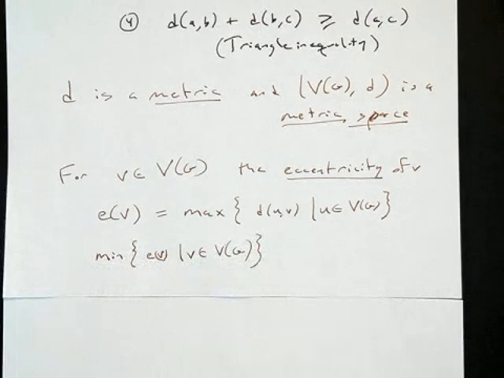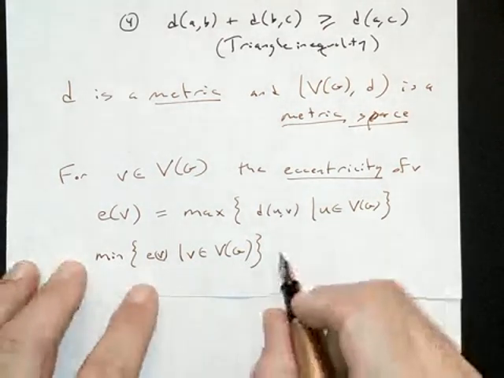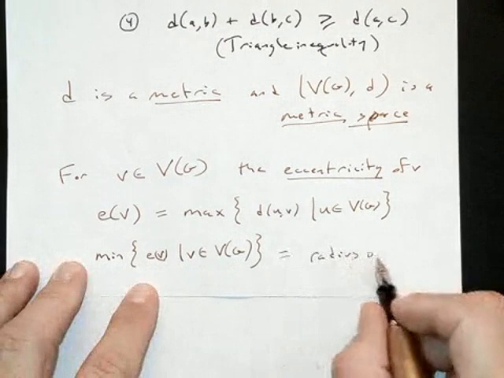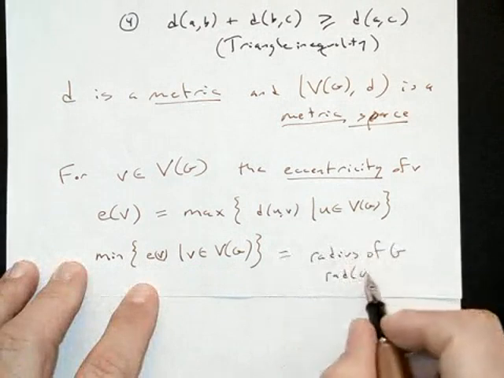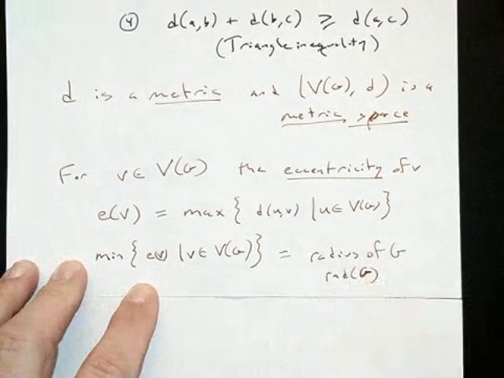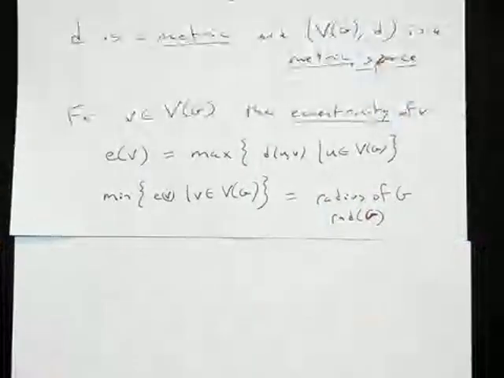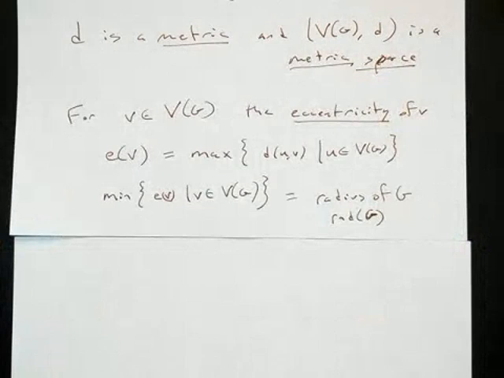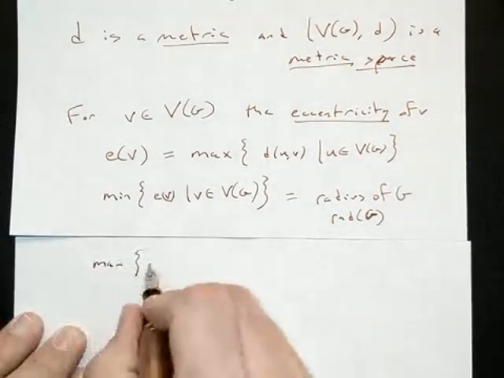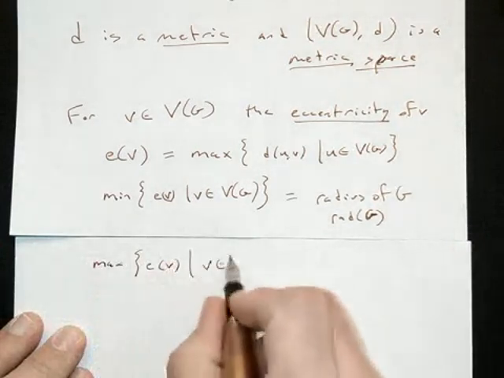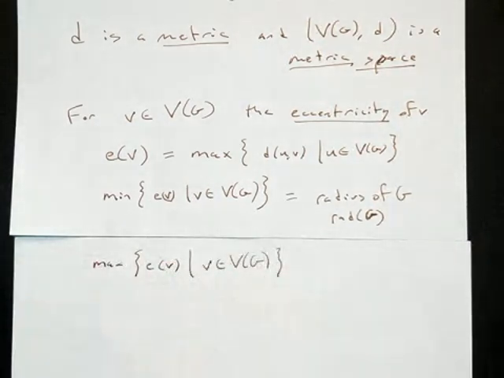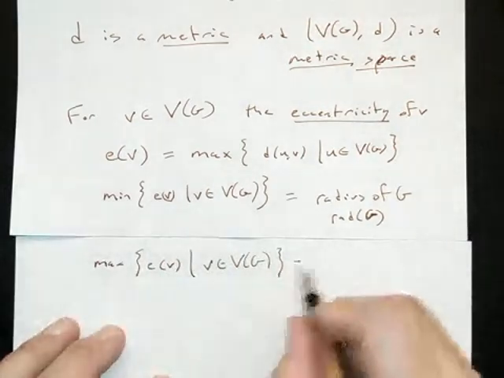The smallest eccentricity is called the radius of G. Now, remember, that's the smallest, largest distance. So, what's the biggest, largest distance? The maximum of my eccentricities is the diameter of my graph.